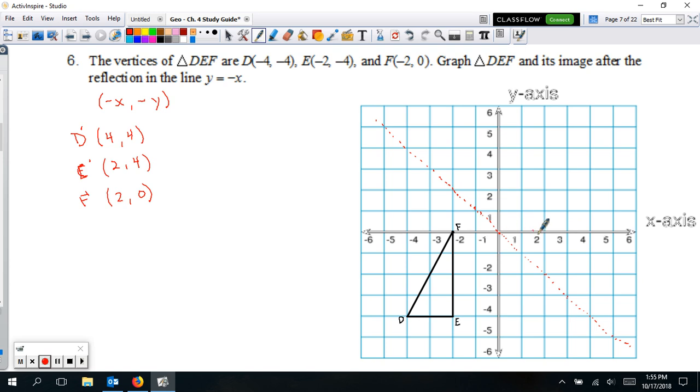So 4, 4, we come over here, 4 and 4. So right there, that one's our D prime. E prime, 2, 4. So right 2 and up 4. And last one, 2, 0, which is right down here. So we just connect these together, draw these out, and we made our other triangle. So we flip it over this line here, and we'll see that.